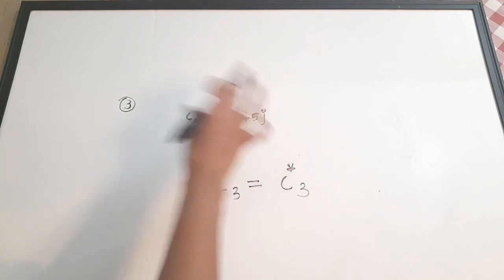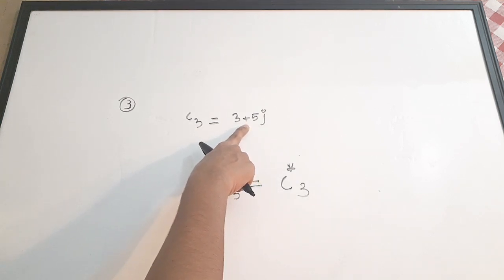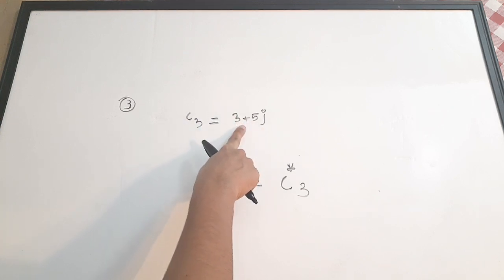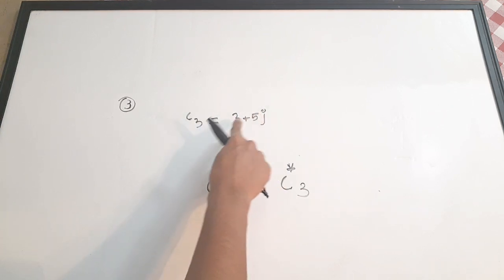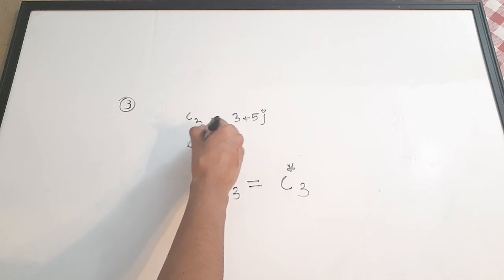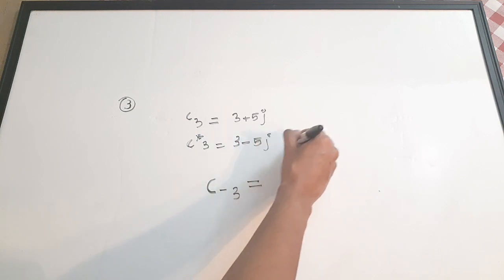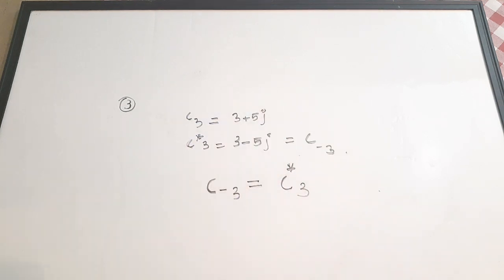Now how to find C star of 3? Star means conjugate. How to take the conjugate of a complex number? The conjugate of a complex number is obtained by changing the sign of the imaginary term. So if this is C of 3, C star of 3 is equal to 3 minus 5j, and that is equal to C of minus 3. So this is the correct answer for your question, which is option D.